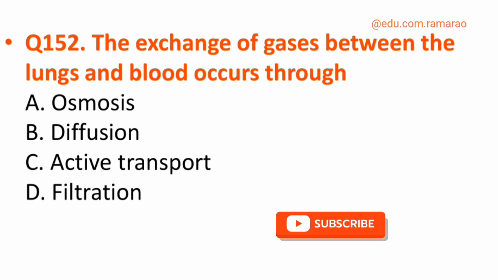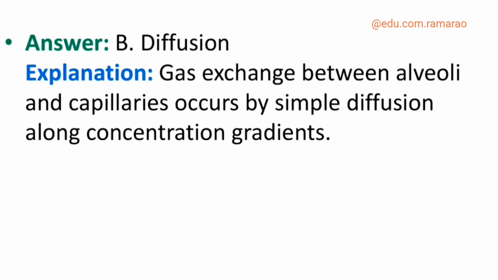The exchange of gases between lungs and blood occurs through option A, osmosis, option B, diffusion, option C, active transport, option D, filtration. The correct answer is option B, diffusion. Gas exchange between alveoli and capillaries occurs by simple diffusion along concentration gradients.